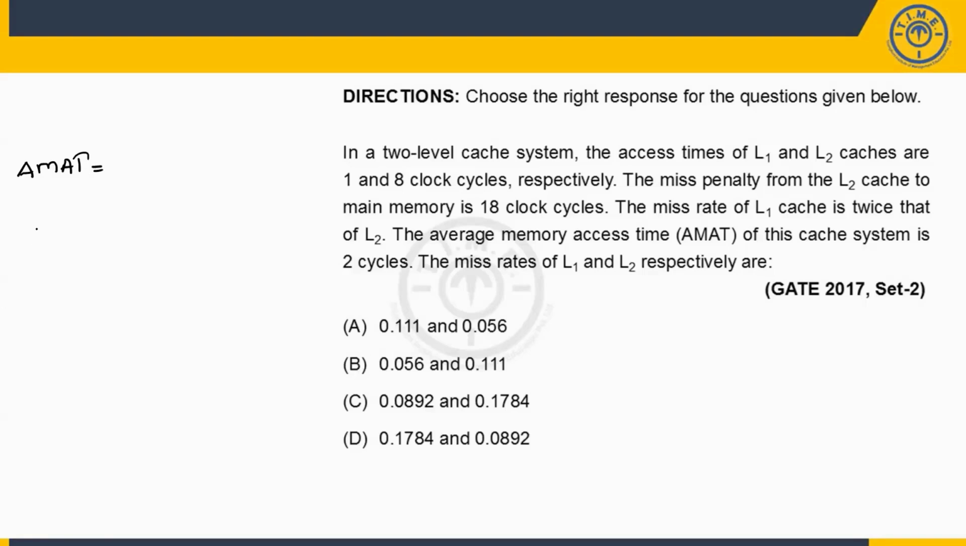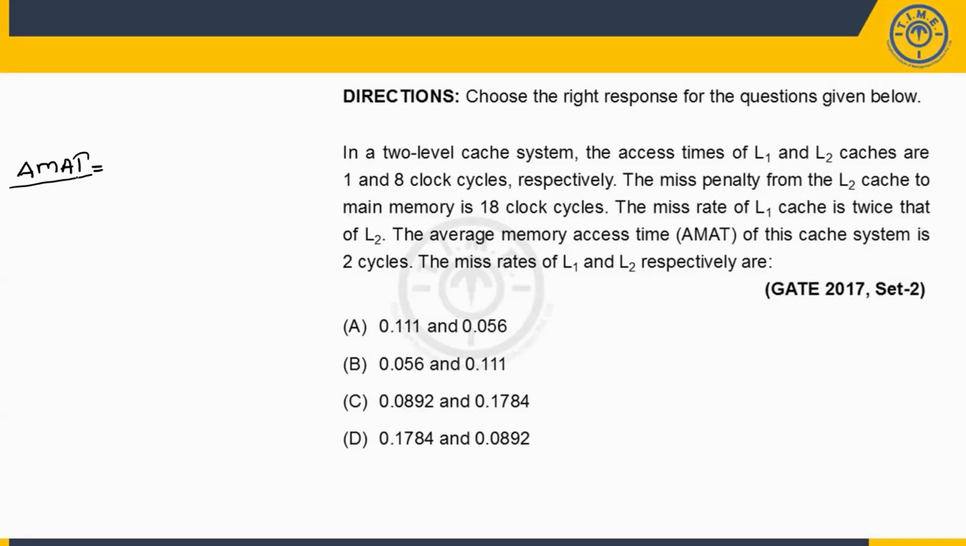H1 into T1 plus 1 minus H1 into T1 plus T2. Right? That's a two-way set. 1 minus H1 into H2 into T1 plus T2 plus 1 minus H1 into 1 minus H2 into T1 plus T2 plus T3. That's the average memory access time formula, right? Yes, sir. But sometimes we will not be provided with the hit ratio.